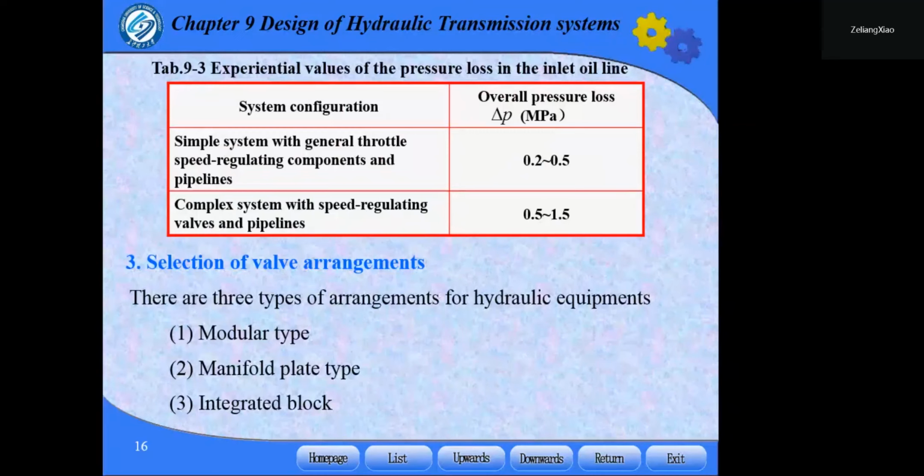The last one is integrated blocks. This block is a cube-shaped block, so the designer can mount a pump plate on one side and place valves on the other three, like a manifold plate. The oil lines are formed by bolt holes on the block. Usually, a hydraulic system consists of several integrated blocks.